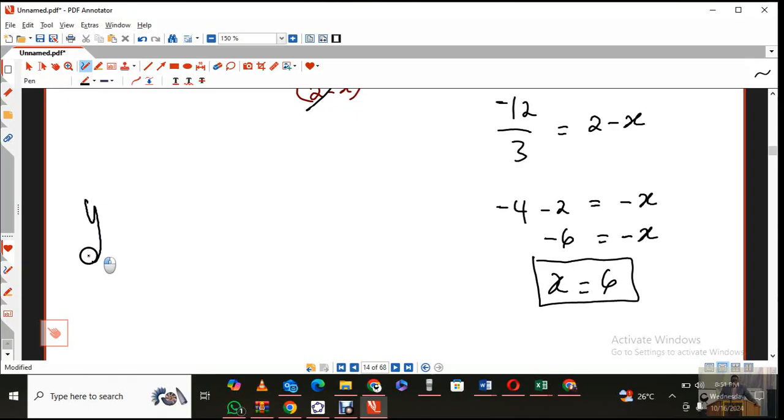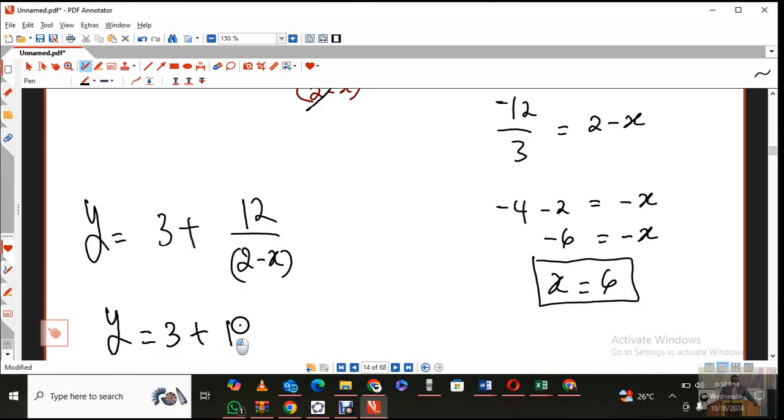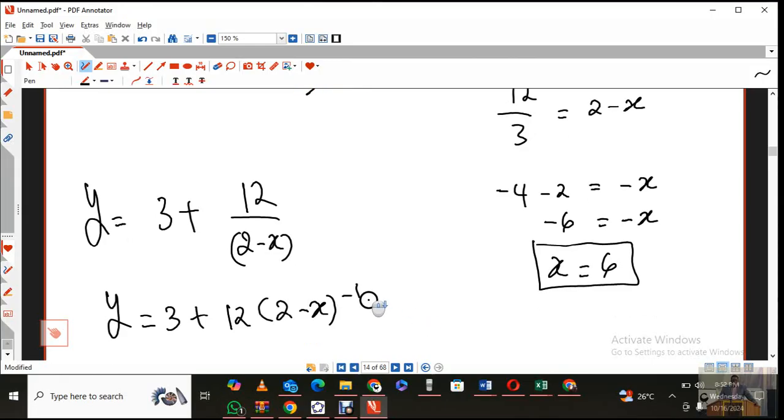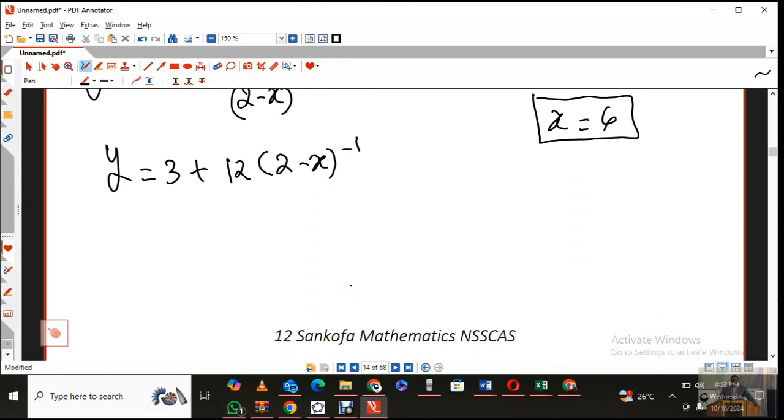So my function was nothing but y equals 3 plus 12 upon 2 minus x. So let me just clean it up. It's 3 plus 12, and then in brackets it's 2 minus x raised to the power of negative 1. Now it looks kind of juicy, I can actually find the derivative function, and then I will put x equals 6 into that derivative function, and that will give me the gradient. The reason for that is we're looking for the tangent, and we're eventually looking for the equation of the tangent, so I need to find the gradient.